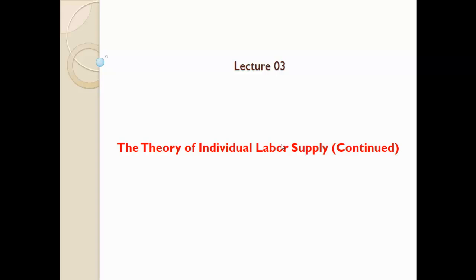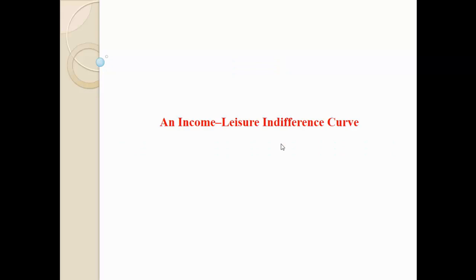Students, it's part 2 of the previous lecture in which we were studying the theory of individual labor supply. In today's lecture, we will complete the theory and derive the labor supply curve, which is backward bending. So let's start. In the previous lecture, we discussed income and leisure and the indifference curve.